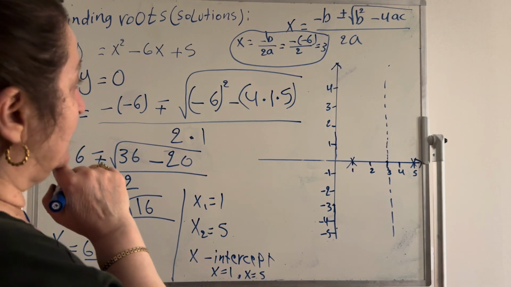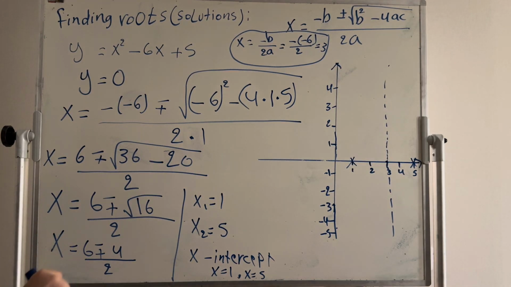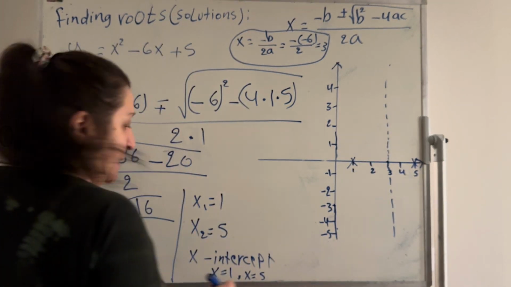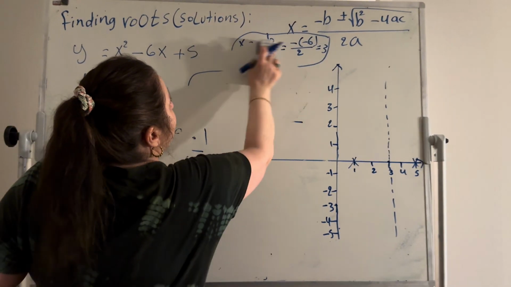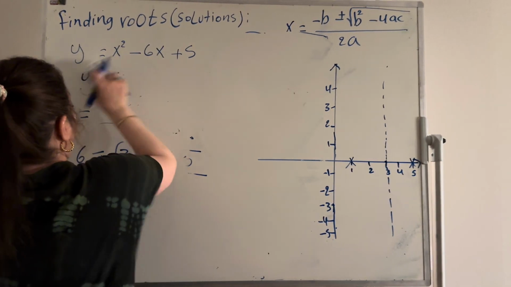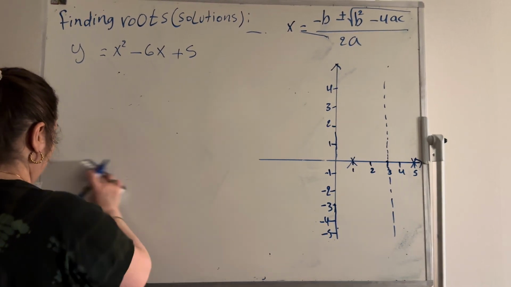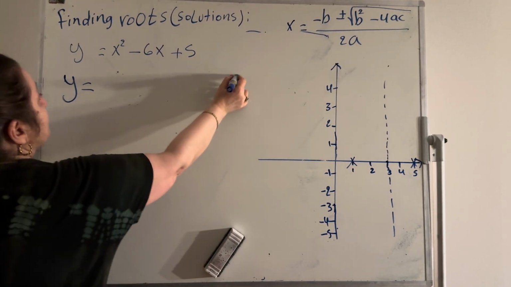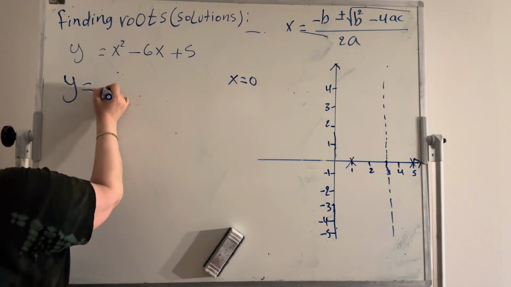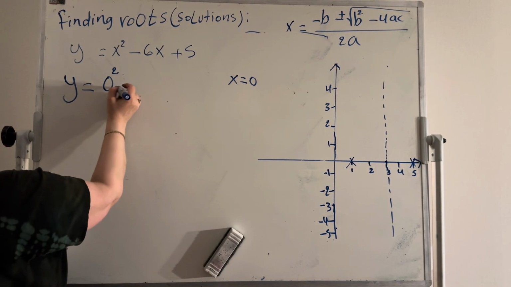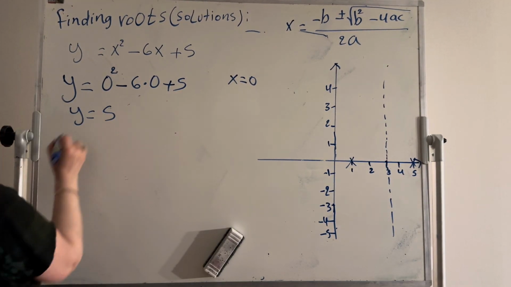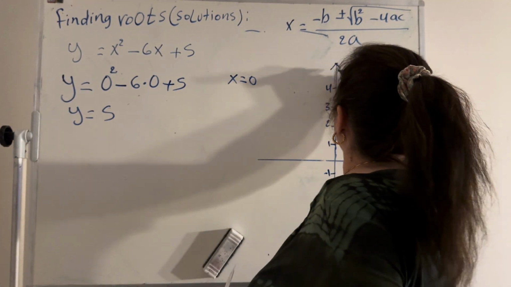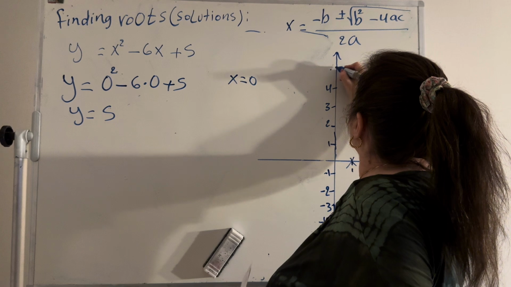Now I will use this equation to find the y-intercept when x equals 0. So 0 power 2 minus 6 times 0 plus 5, y equals 5. When x equals 0, y equals 5.